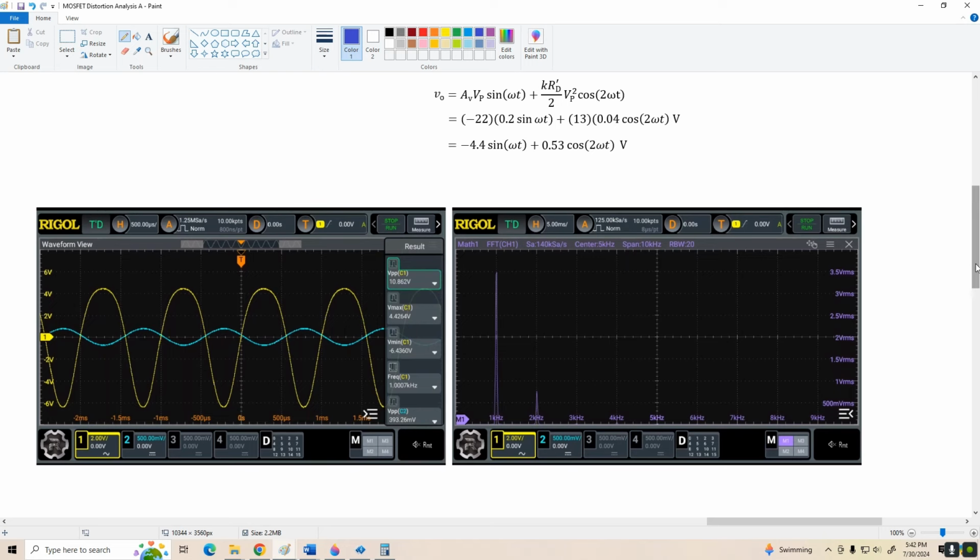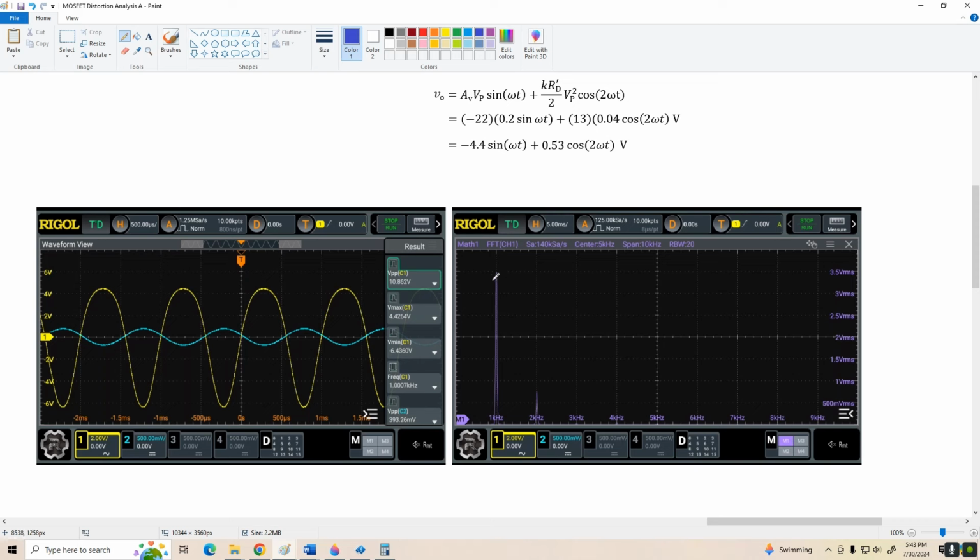Okay, I brought down the calculated values, and here's what we get on the scope. This blue waveform is our input. It's about 400 millivolts peak to peak. The yellow waveform is the output. We can see it's reaching a maximum value of about 4.42 volts, a minimum value of about minus 6.4 volts. So we're actually kind of close to clipping here. We're not there yet, but we're getting pretty darn close.